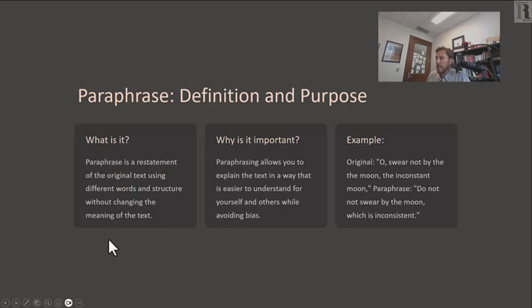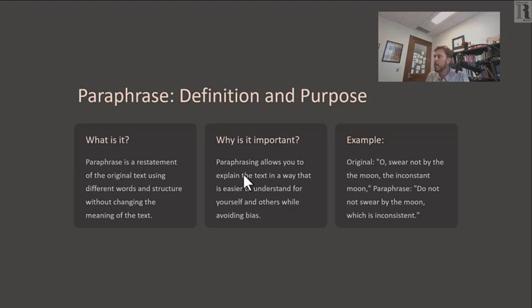Let's get started. So paraphrase, let's talk first about paraphrase. What is it? Paraphrase is a restatement of the original text using different words and structure without changing the meaning of the text. So it's like when Prufrock says that he will wear his trousers rolled, this means that he wants to roll his trousers, you know? And paraphrasing can be useful. It allows you to explain the text in a way that is easier for yourself and others to understand while avoiding bias. It can also help you to single out or foreground the parts of a text that you are going to interpret or analyze.